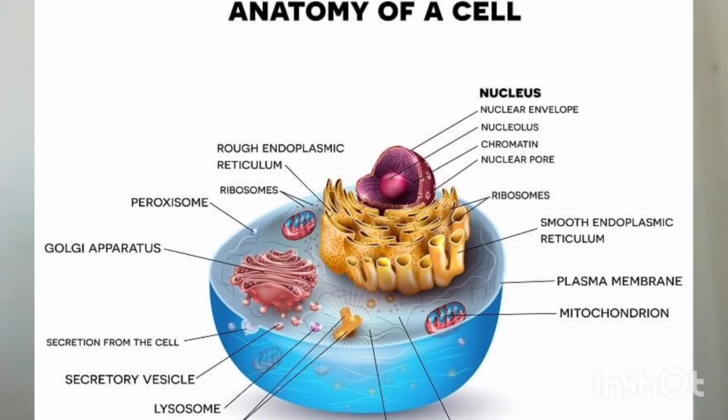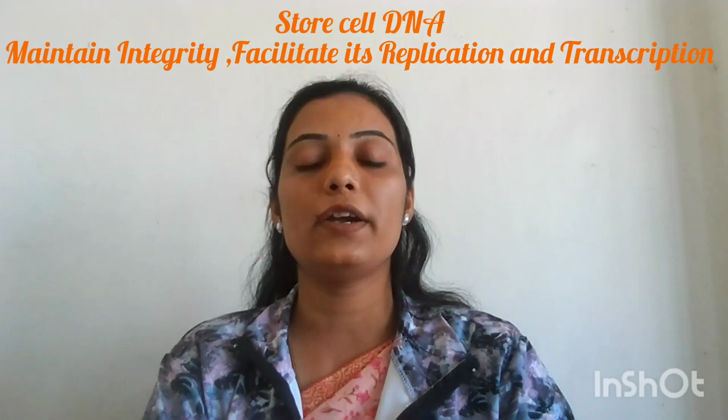The primary function of a nucleus is to store the cell's DNA, maintain its integrity, and facilitate its replication and transcription. The nucleus is bounded by the nuclear envelope or membrane of karyotheca. In the nucleus, there are four structures present: nuclear envelope or membrane, nuclear sap or nuclear matrix, chromatin, and nucleoli.